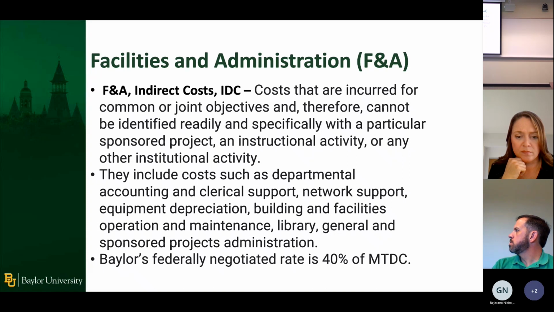For modified total direct costs, things like participant support do not count. We remove that expense entirely. Equipment, we remove that expense entirely when we're calculating the F&A. Whenever we're looking at subawards, for each subaward, whether you have 1 or 30, we only take that 40% on the first $25,000. Everything over that is not burdened with F&A. Does that make sense?